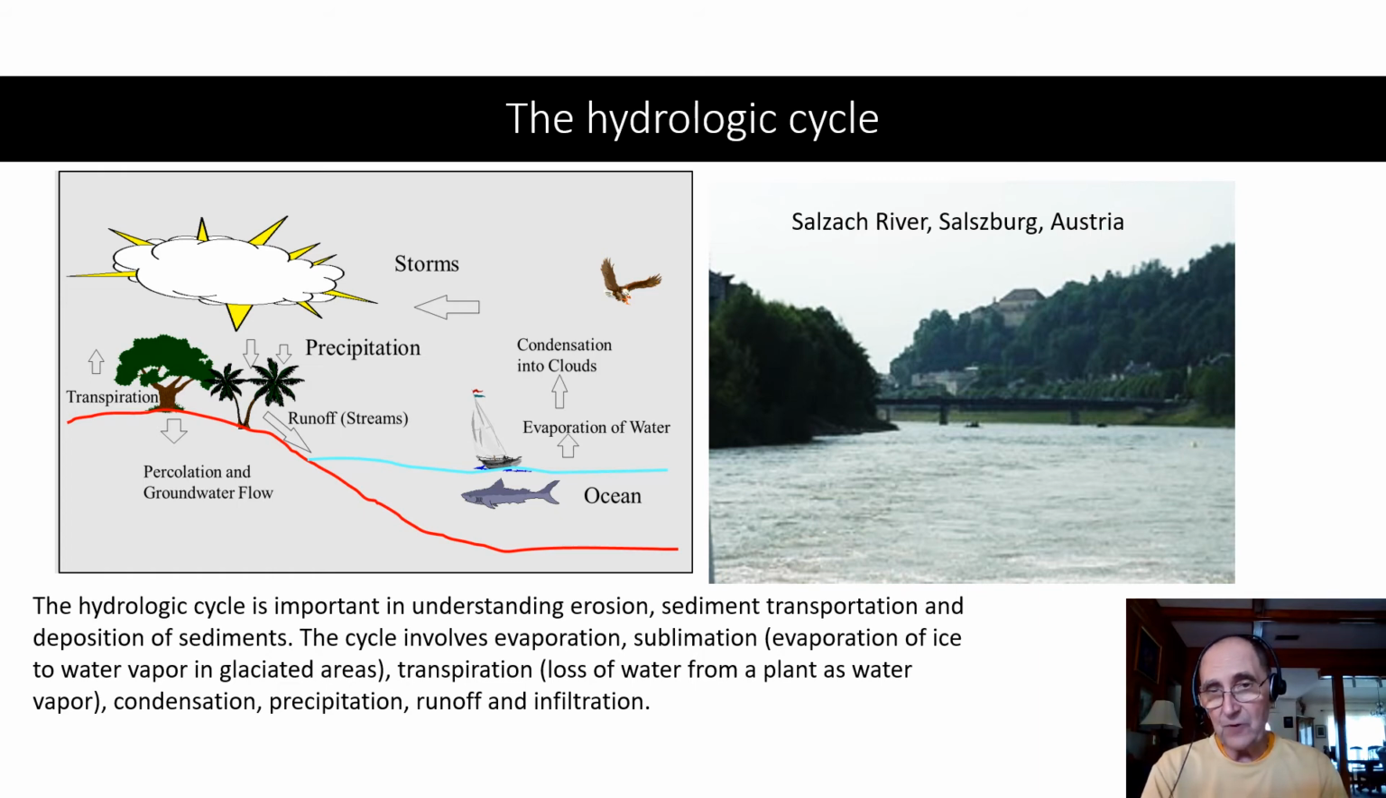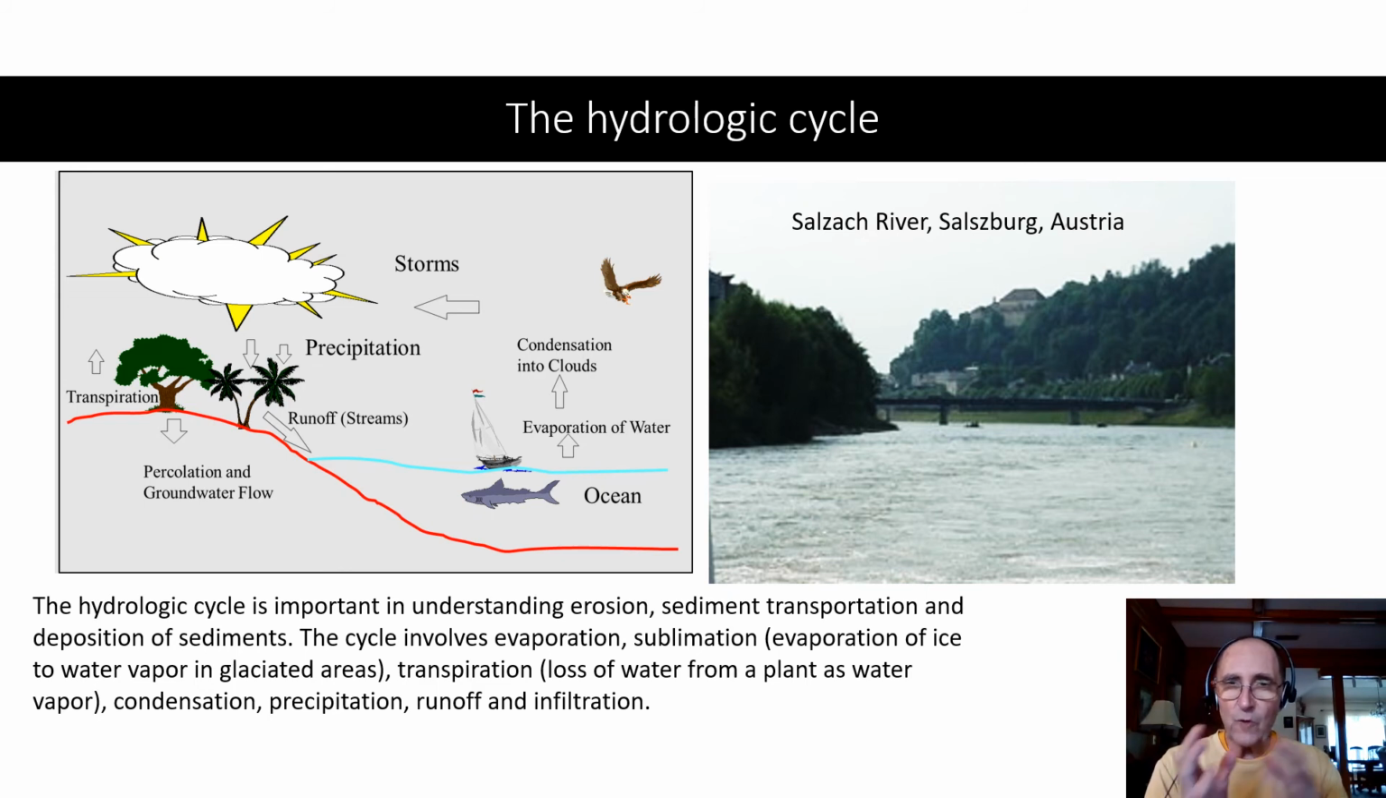Evaporation takes place from large bodies of water like the ocean or lakes. Sublimation is the evaporation of ice directly into water vapor, not going through a liquid state. That happens in glaciated areas or areas where you have ice sheets, so that water vapor is introduced into the atmosphere. You can also have transpiration, which is the loss of water from plants as water vapor into the atmosphere.